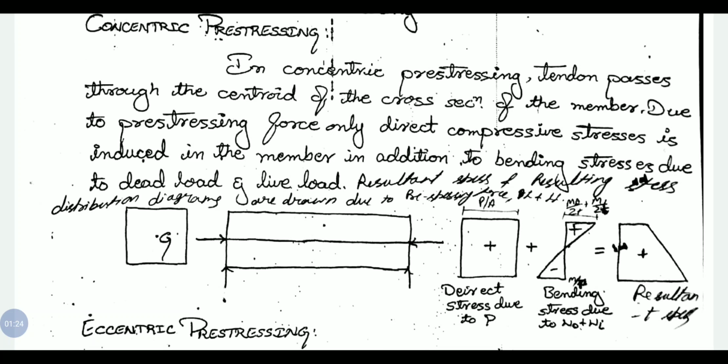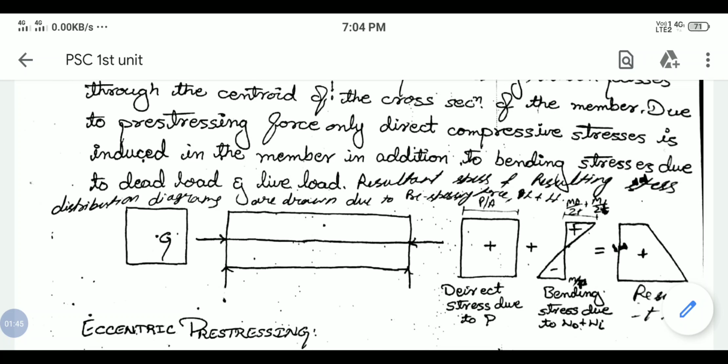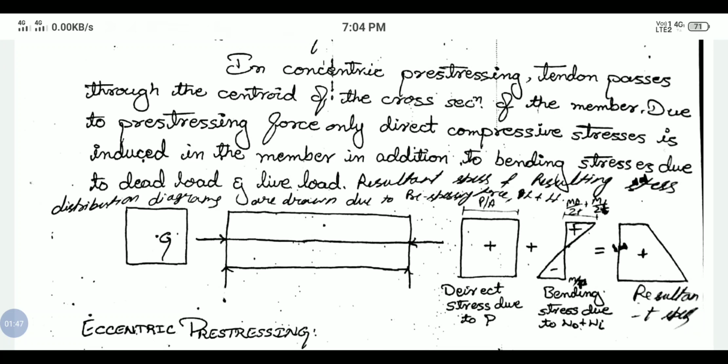And in addition to the pre-stressing force, we are going to consider bending stress due to dead load and live load. The diagram indicates the direct stress, that is P by A, due to pre-stressing force, and bending stress due to dead load and live load. And the last, third diagram is the resultant stress.